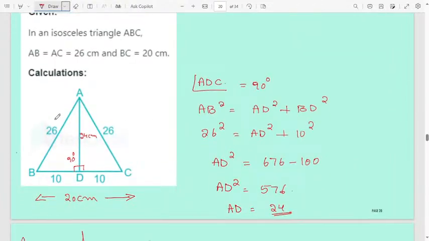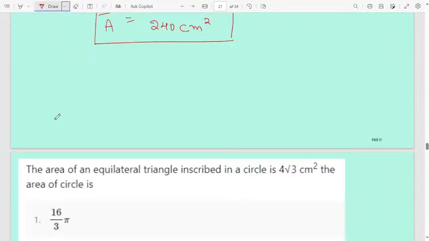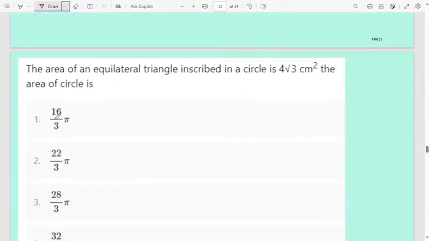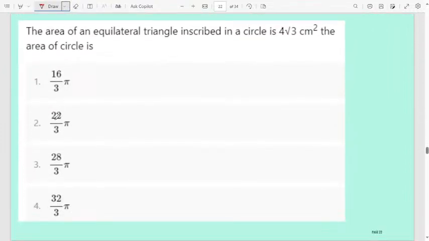Let us move to the next question now. Understood? Next important question. 5 more questions are there. 15 questions. All the questions are very, very important.